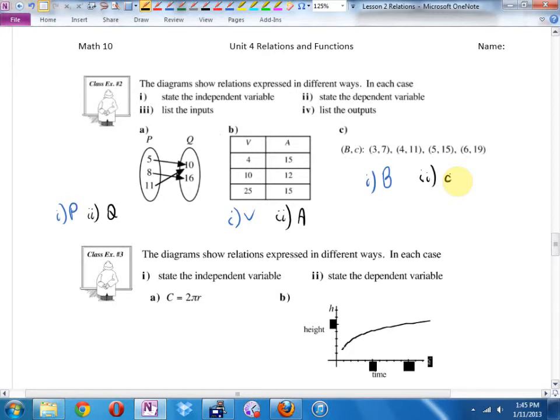3 says, list the inputs. What are the inputs for A? 5, 8, and 11. What are the inputs for B? 4, 10, and 25. What are the inputs for C? 3, 4, 5, and 6. I'm not going to write these down because we're running out of room. Then list the outputs, the Y values, 10 and 16, 15, 12, and 15, 7, 11, 15, and 19.